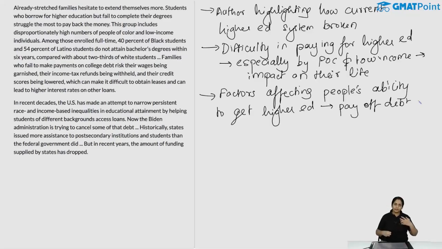So the entire passage is essentially about the American higher education system and the difficulties people face in paying for it. There is a huge issue with people paying for it, especially those who are poor and people of color have difficulty paying off the educational loans that they take, and how it affects their life is essentially being discussed. So now that we understand what the passage is about, let's take a look at the question.